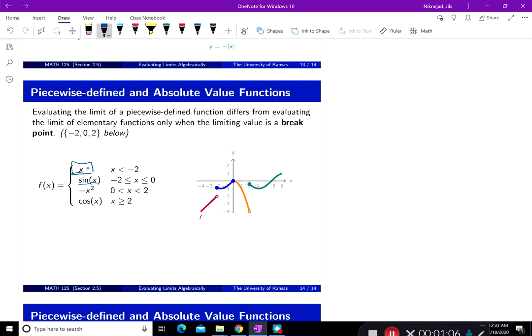So for example, if I want to find the limit at x equal to -4, I know -4 is in this piece, and therefore the limit of f of x as x approaches -4 is just direct substitution in that piece, which is -4. And so on and so forth.